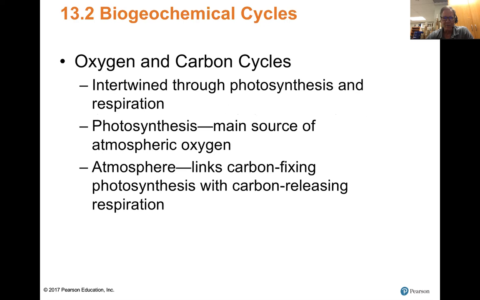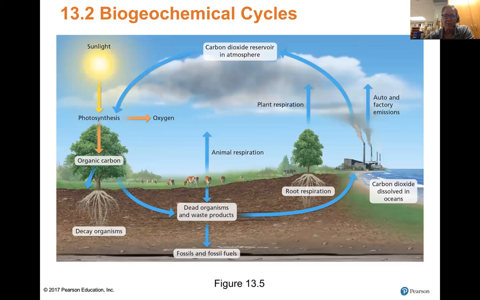Oxygen and carbon cycles are two of these, and they are related to photosynthesis and respiration. Photosynthesis is the main source of atmospheric oxygen. It breathes in the CO2, extracts carbon, and breathes the oxygen back into the atmosphere. Now, the atmosphere links what we call carbon-fixing photosynthesis with carbon-releasing respiration. Okay, so this is kind of what that looks like.